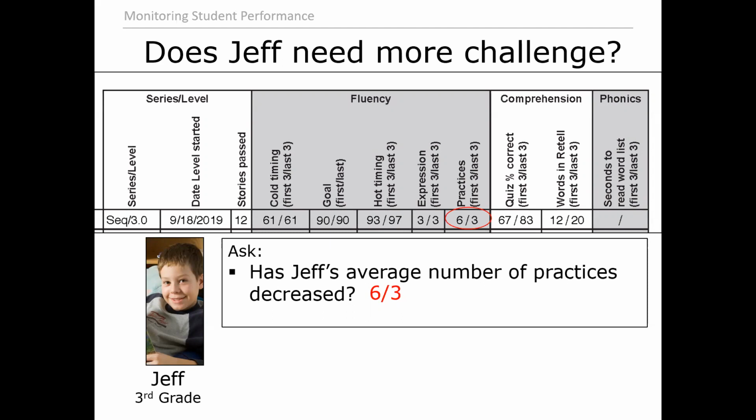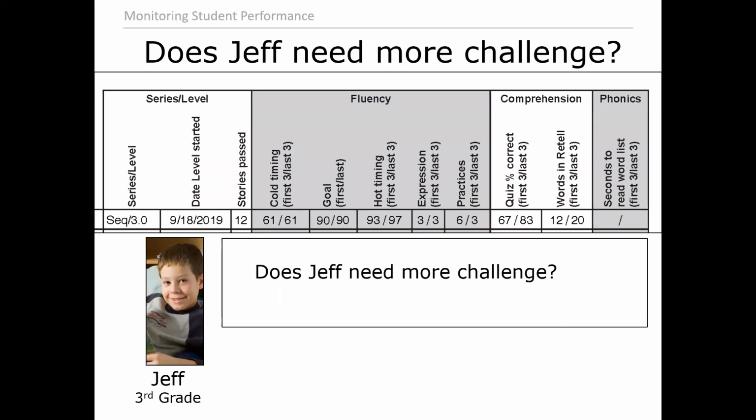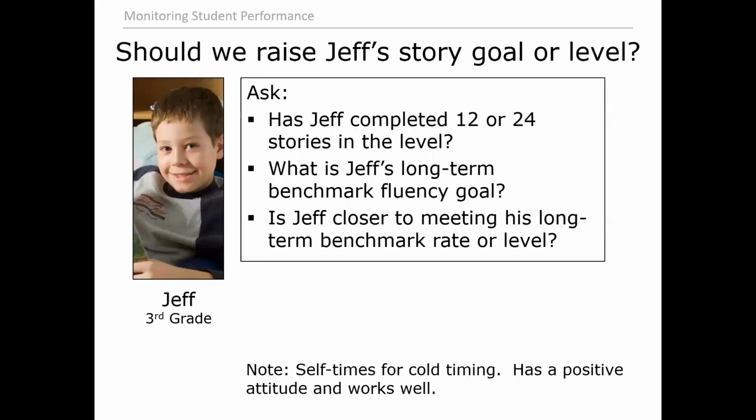So if kids are practicing fewer times and reaching the goal, that tells us that the hot score would likely be higher as well. So we do think that Jeff needs more of a challenge, all right? He's made progress in 3 of the areas. And the next question, of course, is, well, then what do we do? Which challenge do we give to Jeff?